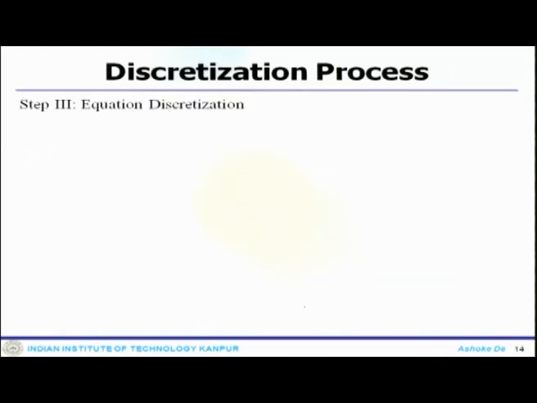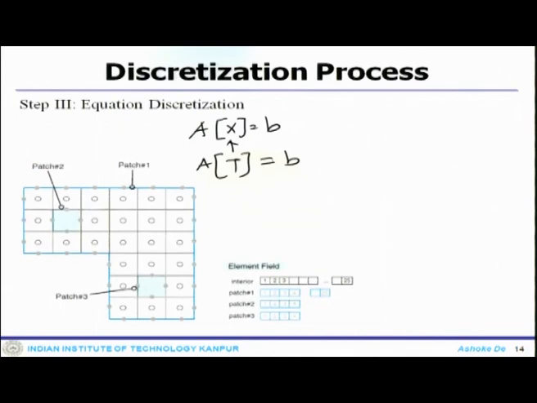Now, if you go to the equation discretization, what is the equation? Basically, I need to solve A x equals b, and here x is nothing but my T. So I can say A T equals b, that is what I am trying to solve. I am trying to solve it over this particular computational domain, and these are all my individual elements. This patch 2 is the T sink, this is T source, and this is Q flux is 0.